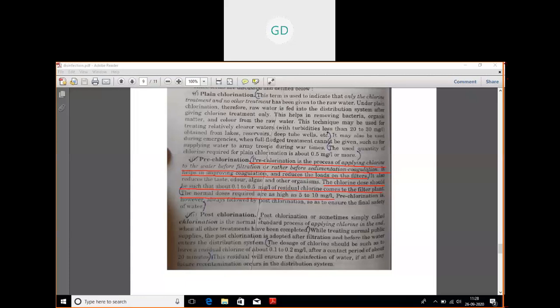Post-chlorination, or sometimes simply called chlorination, is the normal standard process of applying chlorine in the end when all other treatments have been completed. When you have given all other treatments, from screening to disinfection, then softening, when everything is complete, you apply the chlorine to the water just before distributing the water to the public. That is known as post-chlorination.